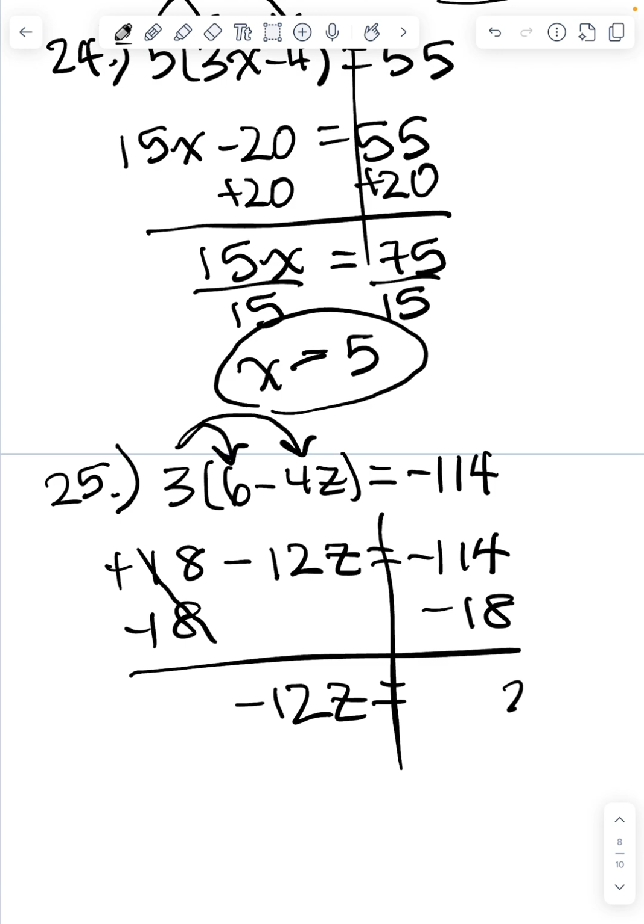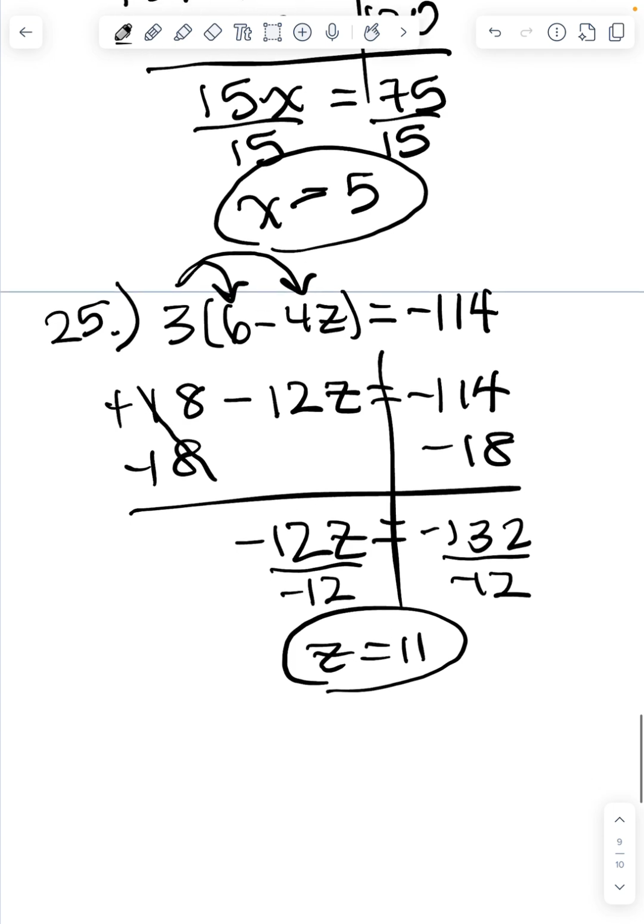So let's see, negative 132. Oh, wait, I said 232, but it's negative 132. And we're going to divide by negative 12. So z equals 11.